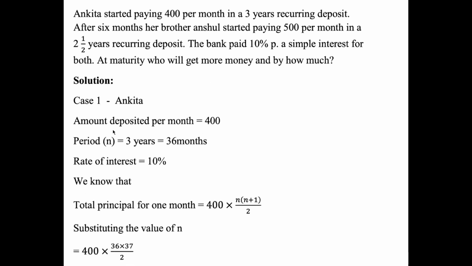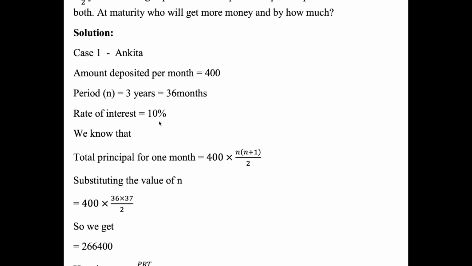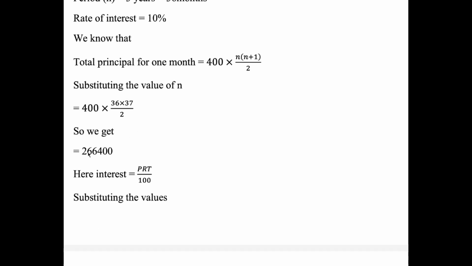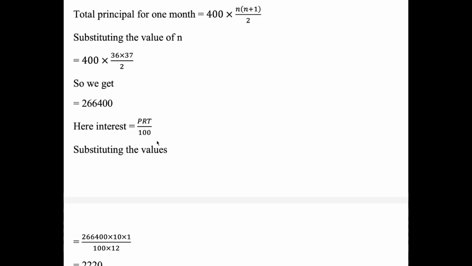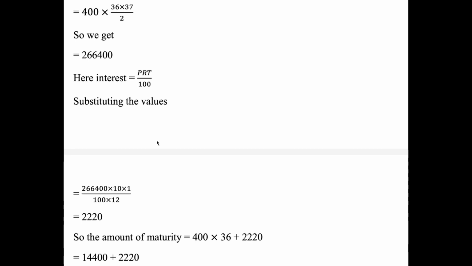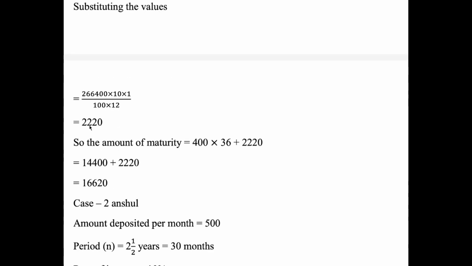So Ankita, the amount deposited per month is 400. That is 3 years, means 36 months. Rate of interest 10%. After that, use the same formula. Total principal for 1 month, n into n plus 1 by 2 into P. You are getting 2,66,400. After that, use same interest calculation formula. Interest is equal to PRT by 100. You are getting 2220. So amount of maturity 400 into 36 plus 2220.